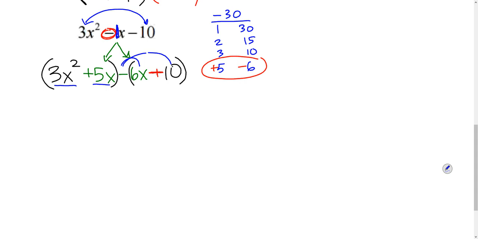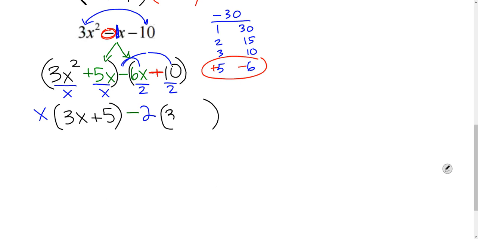So our GCF to this problem, let's do it in blue, it's just x. So I'm going to put the x in the front. That's going to leave me with 3x plus 5. I'll bring down the minus. Then I GCF the second part. I got a 6x and a 10. Looks like they're both even, so it's at least 2. So it's 2 on this one. I put the 2 in the front. And I put the results of those division problems. So it's 3x plus 5.